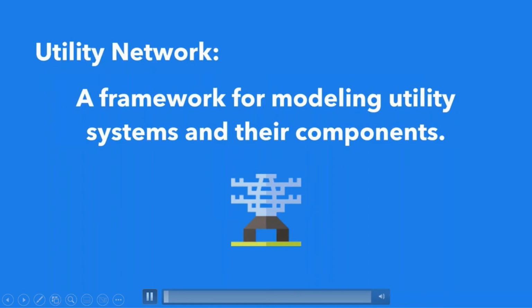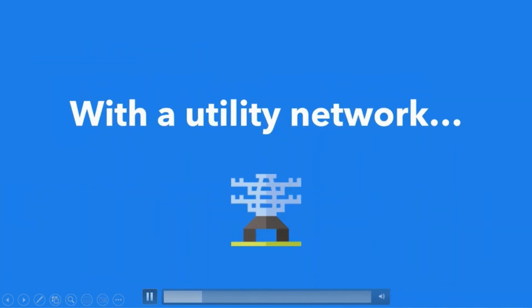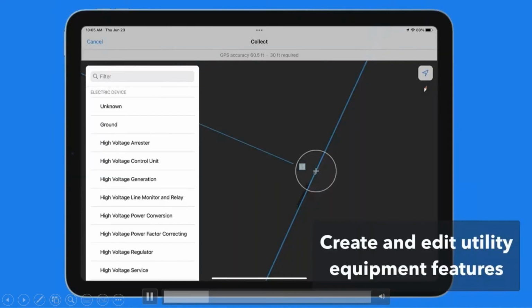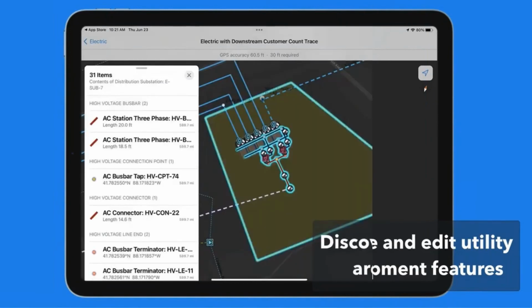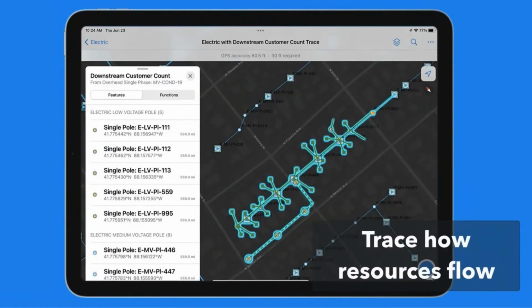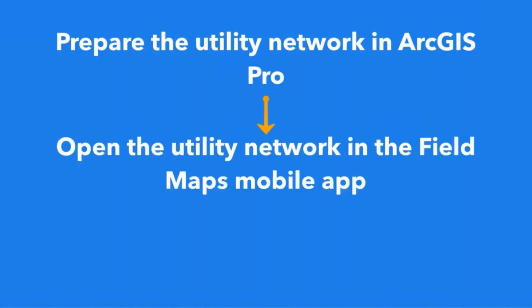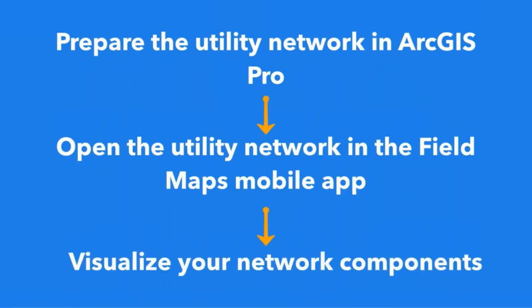Utility network is a comprehensive framework for modeling utility systems and all the components that make up a system, such as wires, pipes, and circuits. With utility network, you can create and edit features that model utility equipment, discover how objects in the network are connected, trace how resources flow through the network, and much more. After you prepare a utility network in ArcGIS Pro, you can deploy it to the Field Maps mobile apps, which allow you to visualize network components in a variety of different ways.